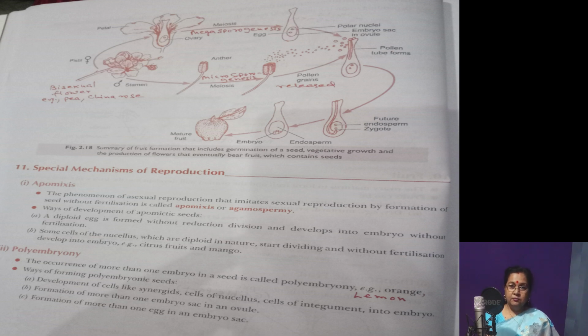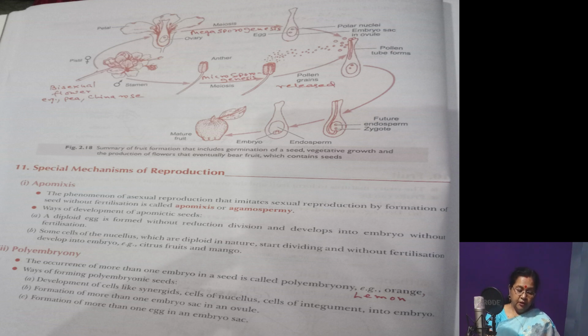Now the last topic of this chapter, polyembryony. Now what is polyembryony? Poly means many and embryony means formation of embryo. In this, many embryos in a seed are formed. For example, orange, lemon. Now how are so many embryos formed?